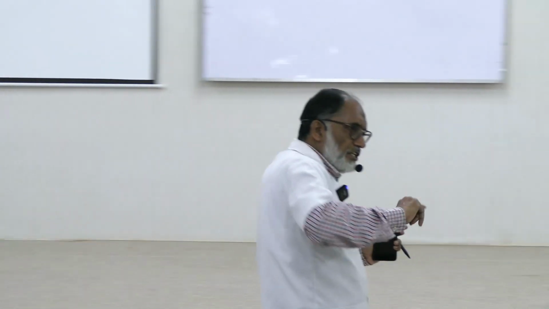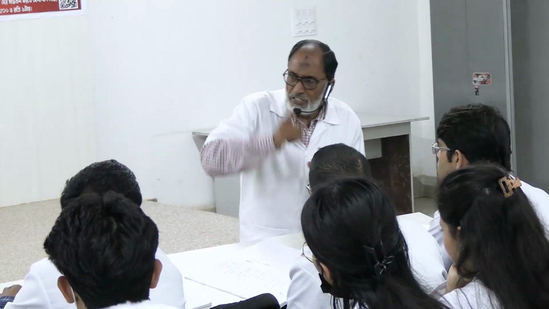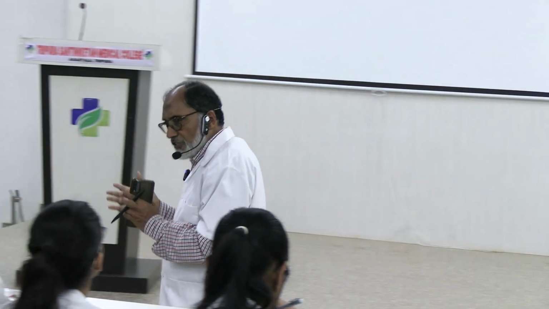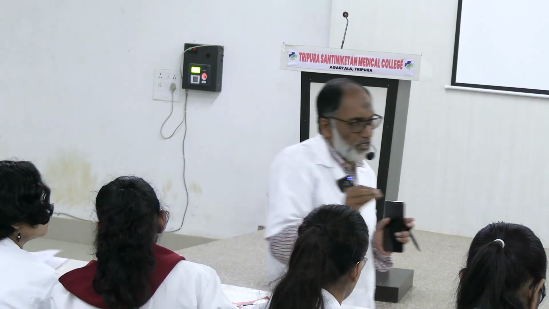Now to start with, there is an oblique passage between the septum primum and septum secundum. This oblique passage, passing through the foramen secundum, is called the foramen ovale. If this foramen ovale persists, then it is one of the congenital anomalies of the heart.